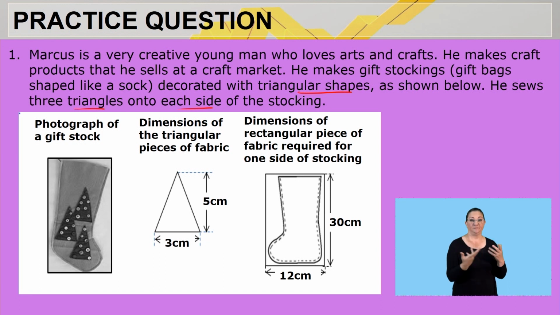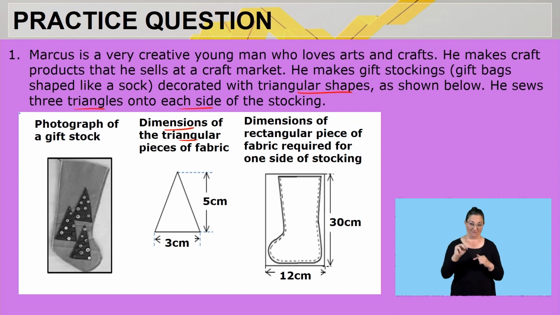So let's quickly try to put a picture to this, right? So here we have a photograph of the gift stocking. There we can see the one side, right? As we've indicated, he sews 3 triangles onto one side or each side. So meaning on the other side we'll also have 3. Then we have the dimensions of the triangular pieces of fabric, which is now the base of 3 centimeters and the height of 5 centimeters.